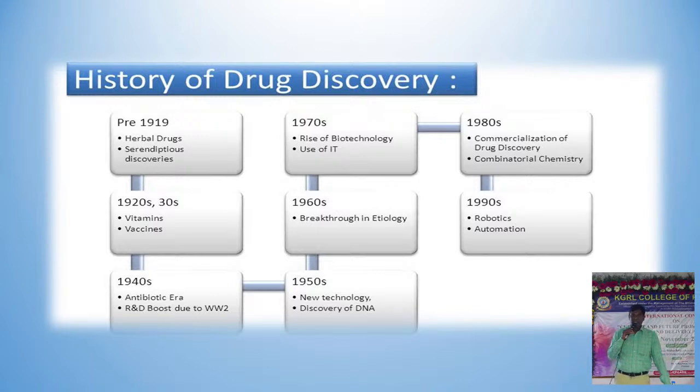In the corona period, or COVID-19, we are all dependent on the vaccine, mainly the COVID vaccine. The use of IT started in the 1970s, and next in the 1980s came the commercialization of drug discovery, combinatorial chemistry, where a library of compounds was synthesized and tested. Unfortunately, this combinatorial chemistry did not succeed to that extent.